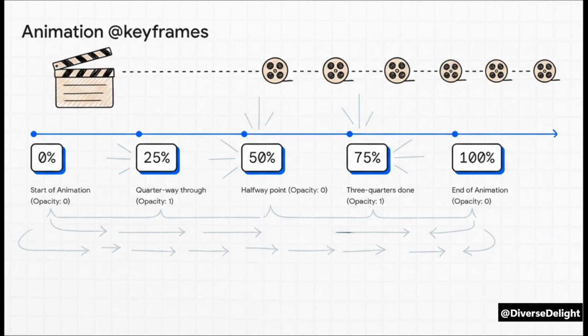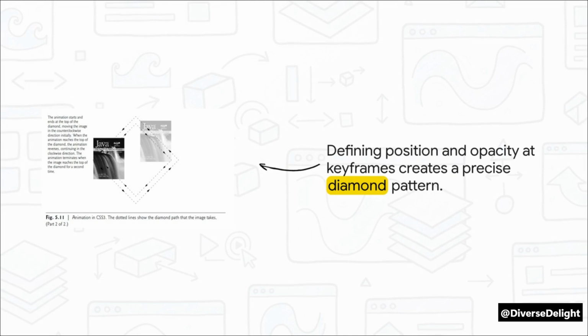You just define what an element should look like at specific moments in time, from 0% at the start to 100% at the end. The browser then does all the heavy lifting and automatically fills in all the in-between frames for you. And this is what's possible with keyframes. By just defining the position and opacity at 0%, 25%, 50%, and so on, we've created this really precise diamond-shaped path for the image to follow as it fades in and out. That dotted line you see? That's the exact journey we defined in our code.